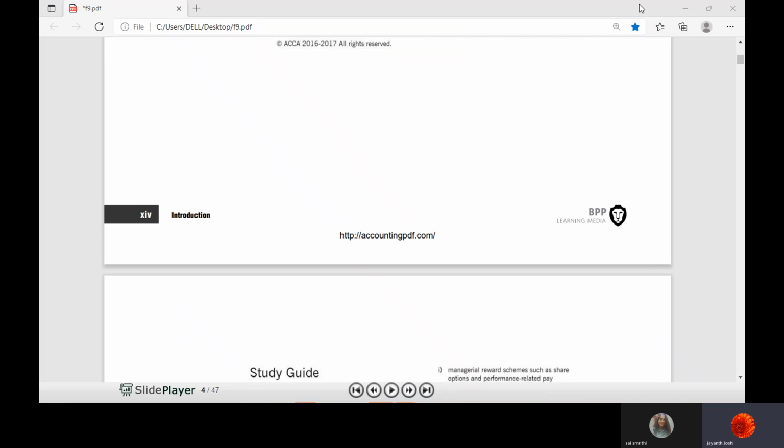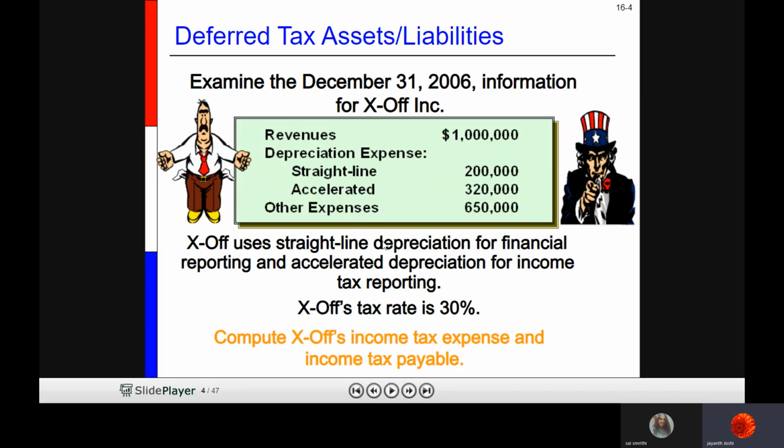Okay. So here you can see this was the data which we were sharing. X uses straight line depreciation for financial reporting and accelerated depreciation for income tax reporting. X's tax rate is 30%. Compute X's income tax expense and income tax payable. Very simple question. Let's do this.